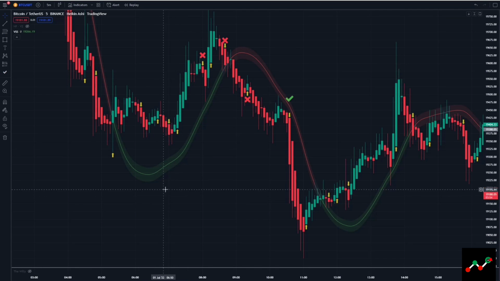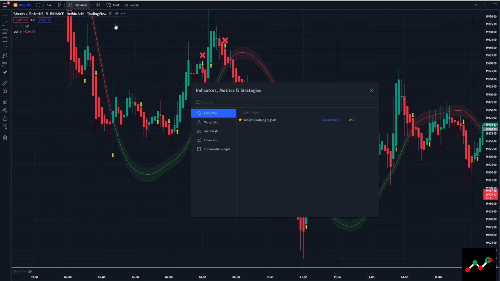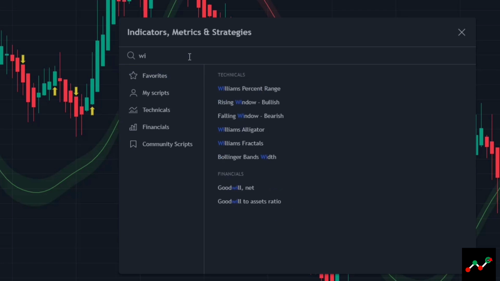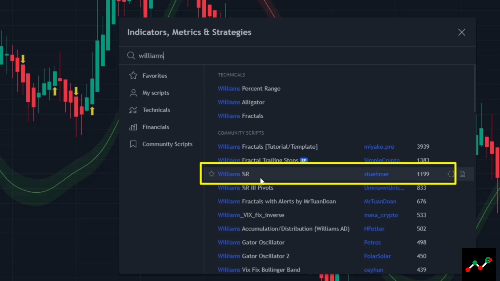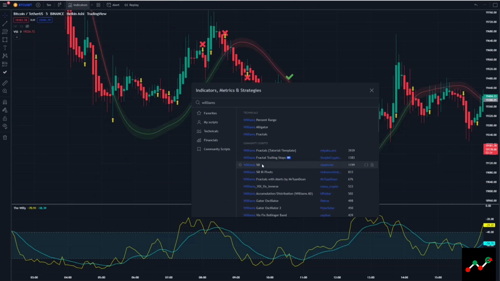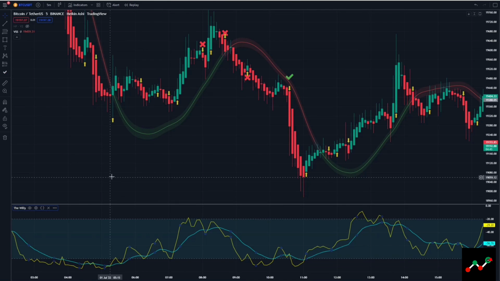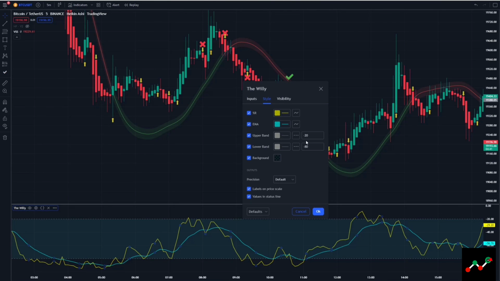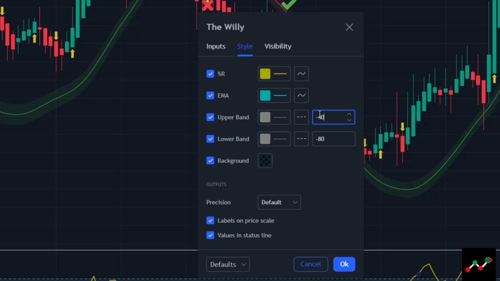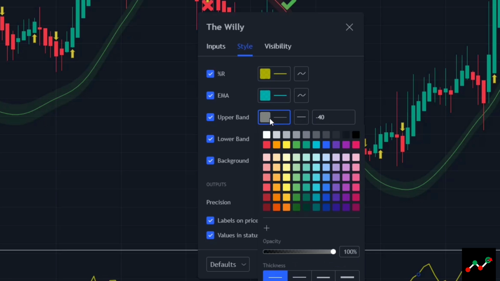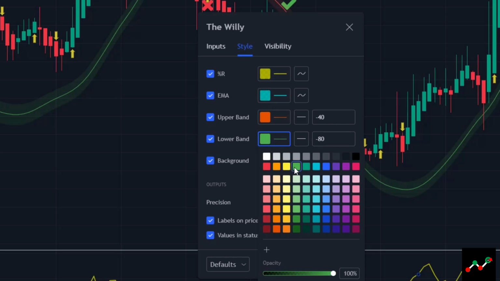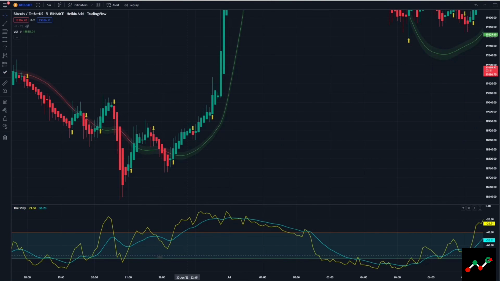Okay guys, let's apply the next indicator to our charts. Search Williams here, add this Williams %R to your chart. In the setting of this indicator, we're going to change some options. We changed the number -20 to -40. We changed the dashed lines to solid line. We set the options color to orange. And we changed the other options color to green. Okay, now the new settings have been applied to the indicator and the indicator is ready to be tested.